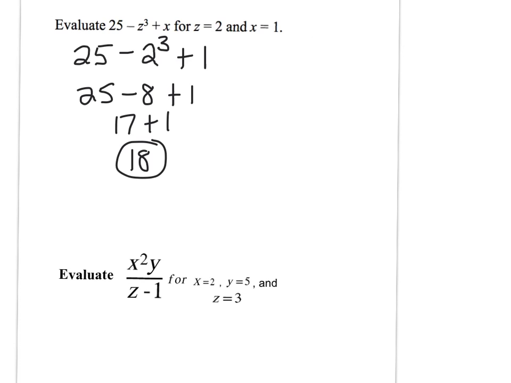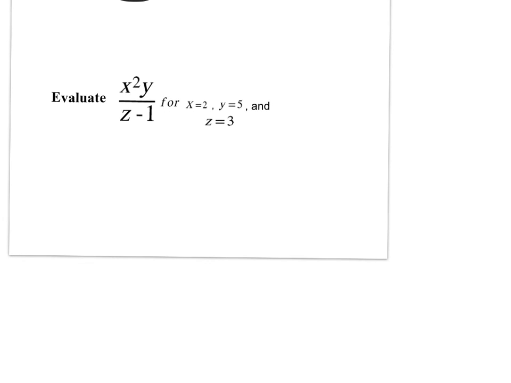So let's move up, take a look at this other one. A little more complicated this time. I have the expression x squared y, that means x squared times y, over or divided by the quantity z minus 1. So in this one, x equals 2, y equals 5, and z equals 3. So I get 2 squared, plugging in the 2 for the x, and the y is equal to 5 this time, so I can say times 5, and all of that is over 3 minus 1.